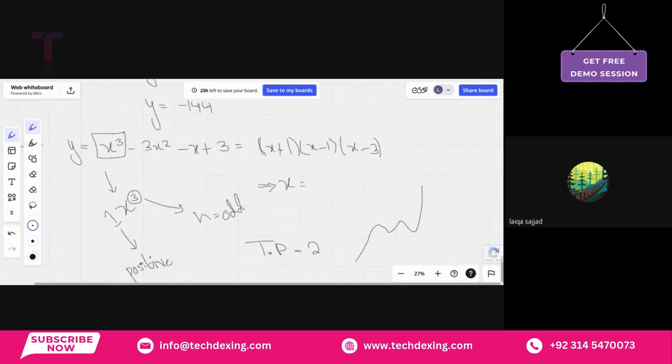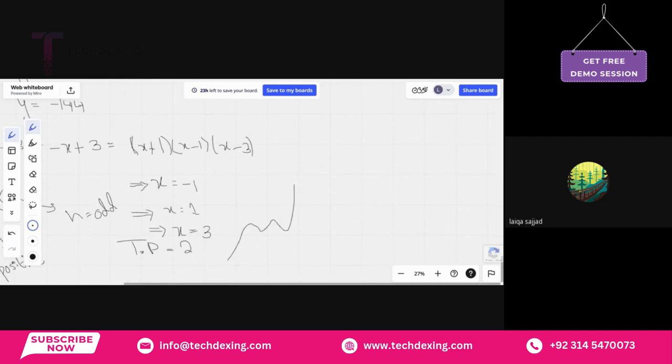To find the x-intercepts, we simply put each of these factors equal to 0 separately. So x plus 1 equals 0, which means x equals minus 1. For the second one, x minus 1 equals 0, so x equals 1. For the third one, x minus 3 equals 0, so x equals 3, not negative 3. So we have got the values for our x-intercepts, and now we want to find the value for our y-intercept.